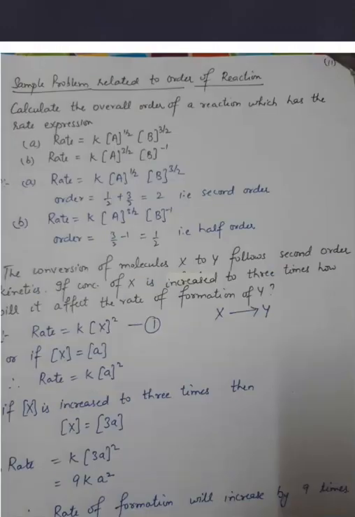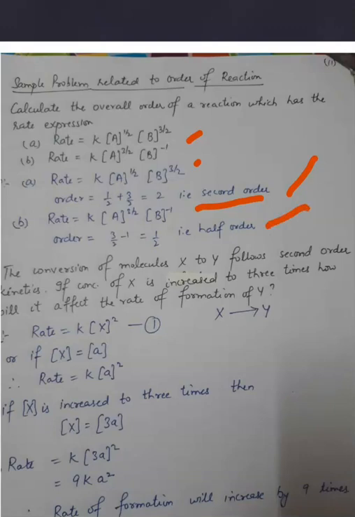Next, some problems related to order of reaction. Calculate the overall order of a reaction which has rate expression this and this. Order of the reaction can be calculated only by adding the concentration term exponents which are present in the rate law. So from first equation, 1/2 plus 3/2 will be 2, that is second order. And from second one, 3/2 minus 1, it will be 1/2, it will be half order.